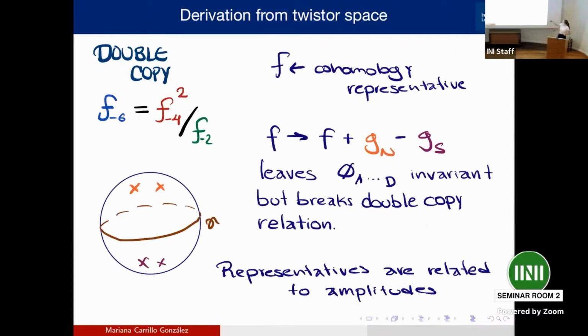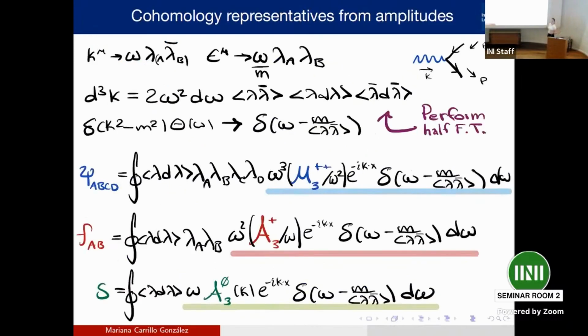So maybe very briefly, this was just to say that these functions that I'm talking about are actually just some representatives of the cohomology class. As I said earlier, if you add something that has poles either just on one side or on the other side of the contour, it would leave your field invariant, but it's also important to notice that it will break your double copy relationship. So the double copy only holds for specific representatives of your cohomology class. And it turns out that in certain cases, we can relate these representatives to scattering amplitudes. And this is related to this half Fourier transform.